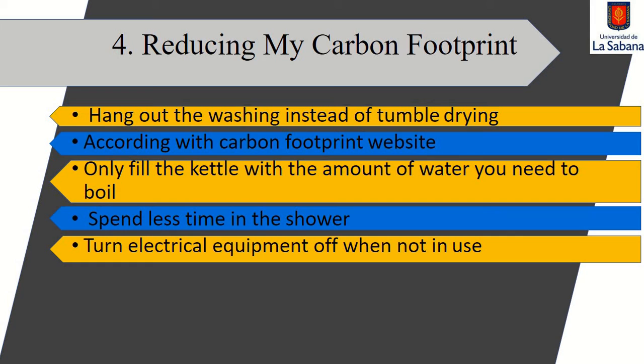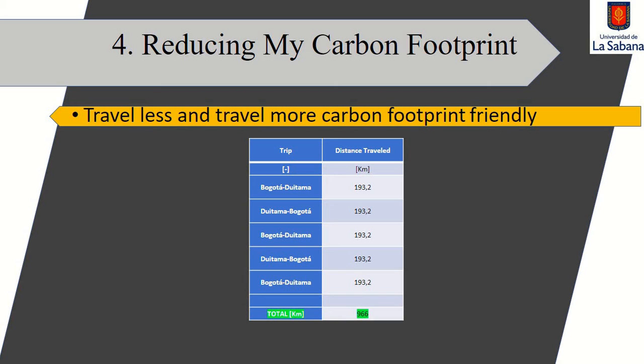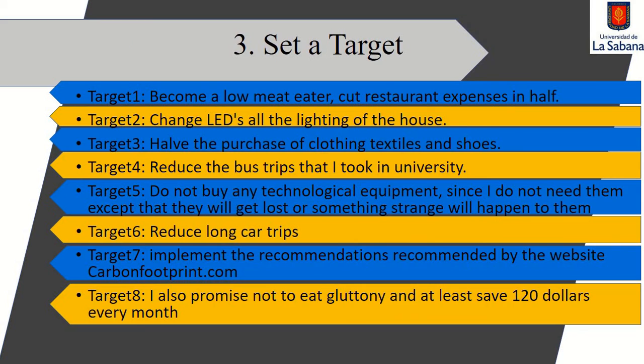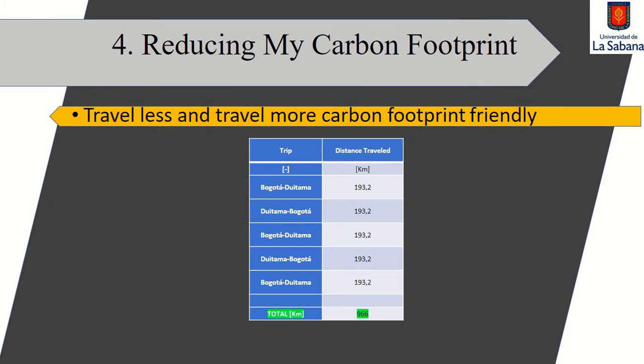Other changes that I can make to reduce my carbon footprint according to carbonfootprint.com are the following. Travel less and travel in a more carbon footprint friendly way. With this action, what I intend is to reduce the travel kilometers when I go from the FabLab to my home in public transport. So I am sure that I can reduce these kilometers to 0, having the discipline, and I'm committed to doing so to reduce my carbon footprint and to help the world.